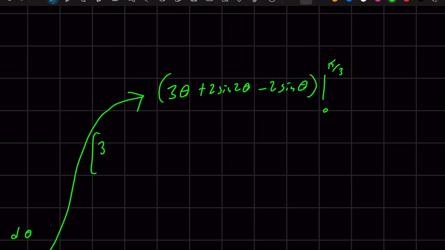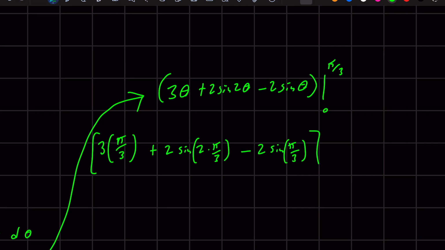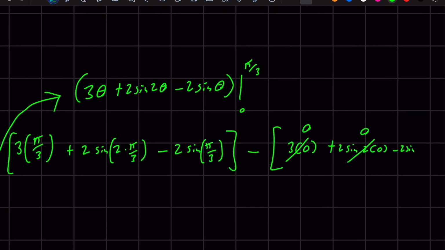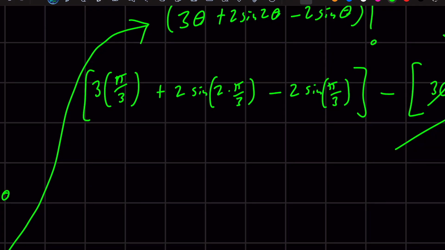So we get 3 times pi over 3 plus 2 sine of 2 times pi over 3 minus 2 sine of pi over 3 minus, and now this is just 3 times 0, so that's 0, plus 2 sine of 2 times 0, well, sine of 0 is 0, so that's 0, and then minus 2 times sine of 0, again, sine of 0 is 0, so this whole part is 0. So really just worry about this left part. These 3's cancel out. We get pi plus 2 sine of 2 pi over 3.